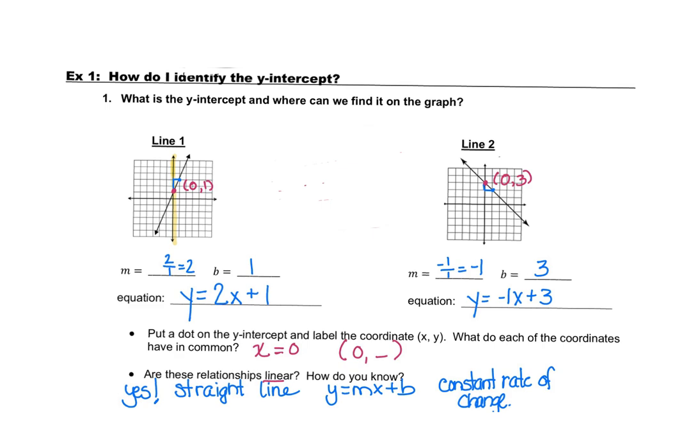Remember that we had said that the y-intercept is where the line crosses the y-axis. And we said then that the y-intercept is always when x is going to be 0. So in this equation, we have the y-intercept at 1 because it's (0, 1). And then on line 2, we have the y-intercept that is at 3. And then we also found the rate of change, the slope, in that line as well. But I wanted to point out the y-intercept and when the variable x is always 0.